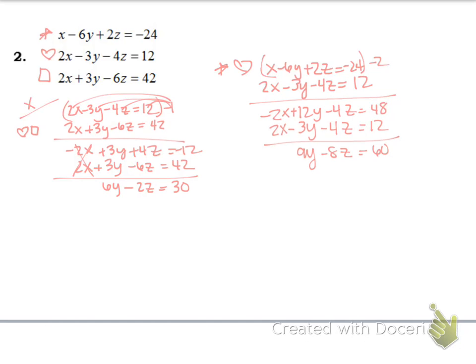And now I can match them because they're both in terms of the same variables. That's why we eliminate the same variable. So I've got 9y minus 8z is equal to 60. Let's go ahead and eliminate z, so I can multiply this by negative 4. So I'd get negative 24y plus 8z is equal to negative 120.